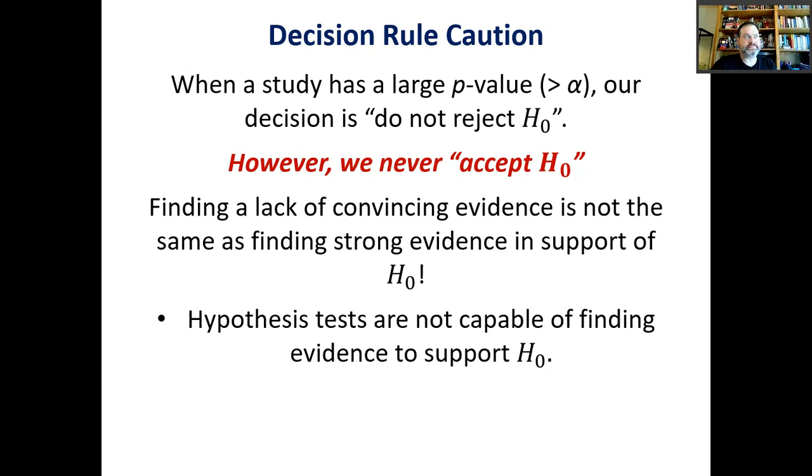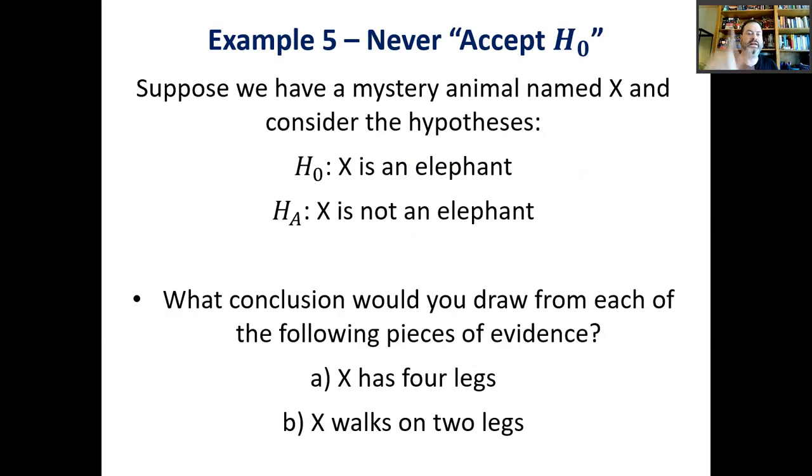So this is something that is hard for people to understand, right? Because it seems like we're testing the null hypothesis and testing the alternative hypothesis. But we're not. We're only ever testing the null. We only reject it or do not reject it. That's it. You'll see why in the next example.